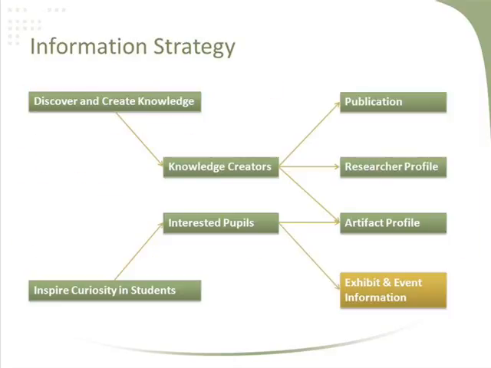This is our information strategy. Our two main goals are discovering and creating knowledge and inspiring curiosity in students, so our two main audiences are knowledge creators and interested pupils. We are providing four kinds of information to those two main audiences: publication, researcher profile, artifact profile, and exhibit and event information. In this section, I will talk about how to get the information of exhibits and events.